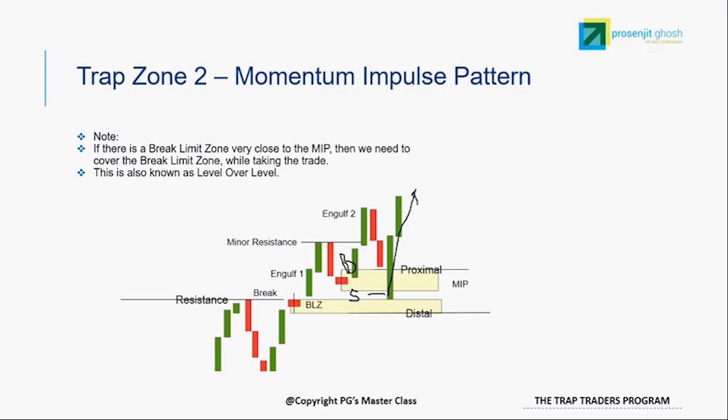So level over level is a very, very important concept, and you should always keep a watch on level over levels, whatever zones you are trading in the future, whether it is a break limit zone, a MIP, a reverse zone, or a hidden zone. Level over levels are too dangerous. Always remember this. There is no change of trend, but because of the level over level, price came down, took the stop, and now moves in the direction, and the trend continues.